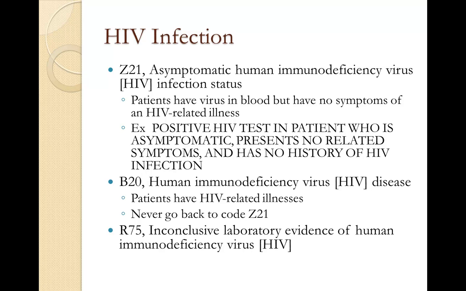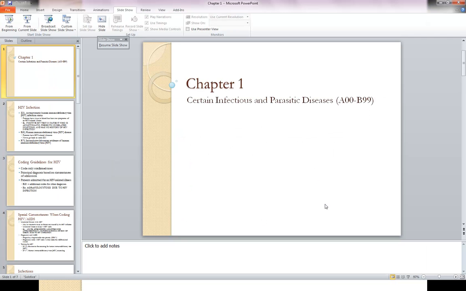So B20 is human immunodeficiency virus disease. That means not only is the patient HIV positive, but they've had some sort of illness related to that virus. Okay, so basically patient is HIV positive, Z21, until they are symptomatic. At that point they're going to be a B20. That same patient is never going to then be able to use the code or be assigned to the code Z21. Okay, so let's take a look at these in our index.